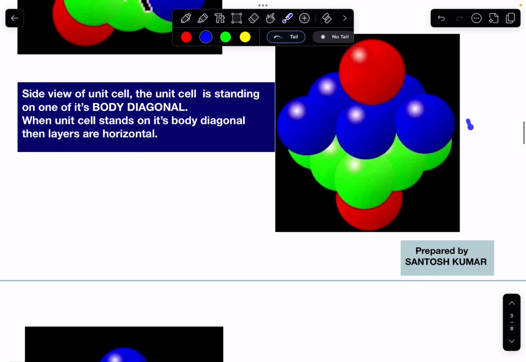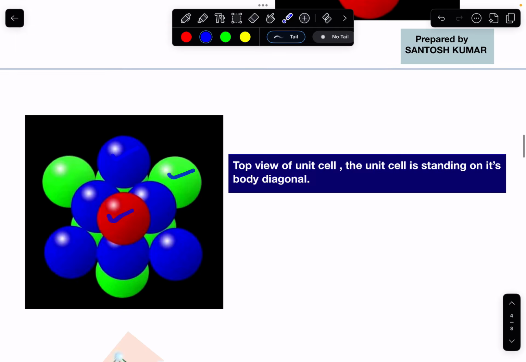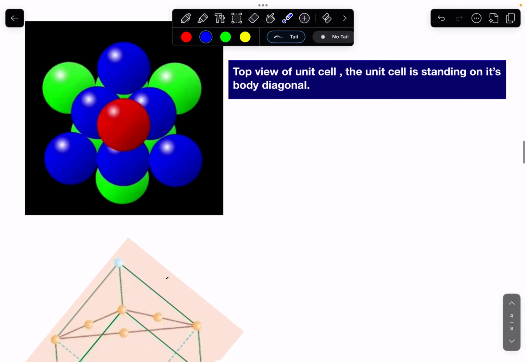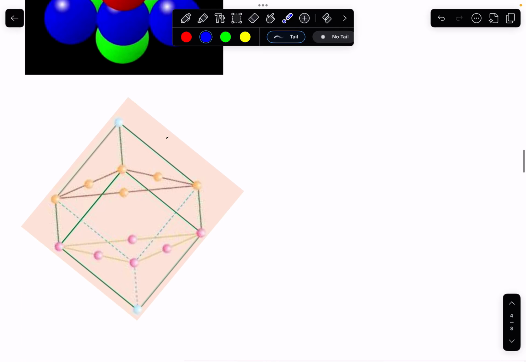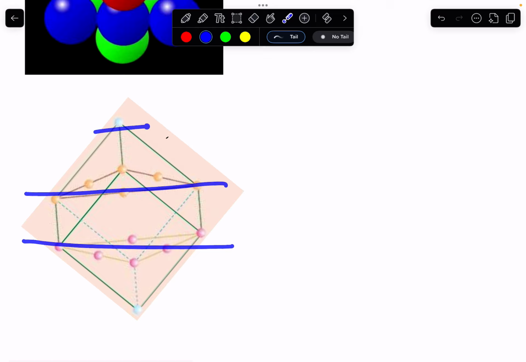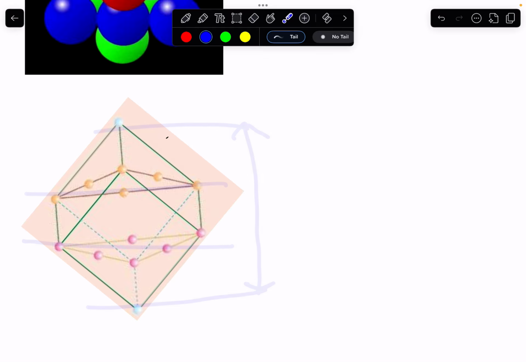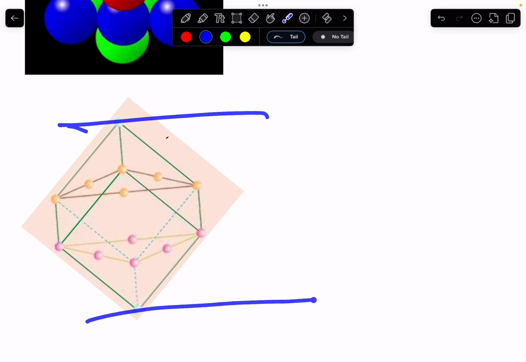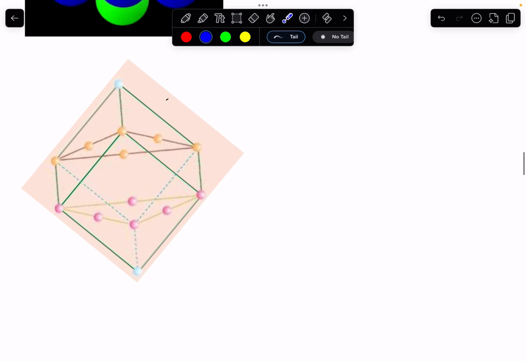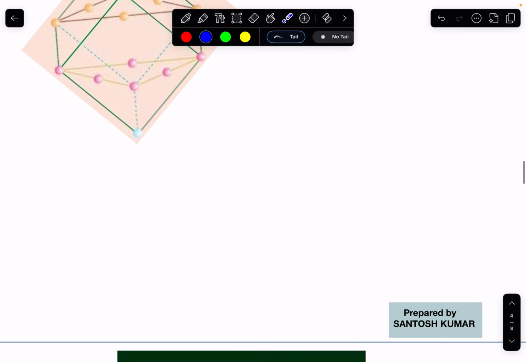But in this picture, this is the side view. The unit cell is standing on one of its body diagonals, and this is the side view, and this is the top view, and these are the layers. You can see here the unit cell is standing on its body diagonal. Now the layers are horizontal, and the distance between the first layer and fourth layer is root 3 a. And this is about the layer view of FCC.